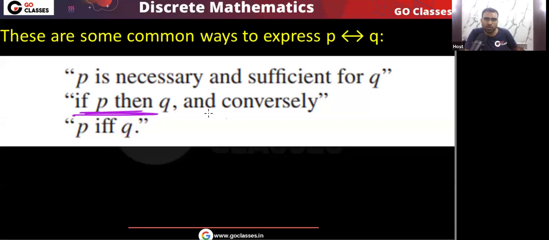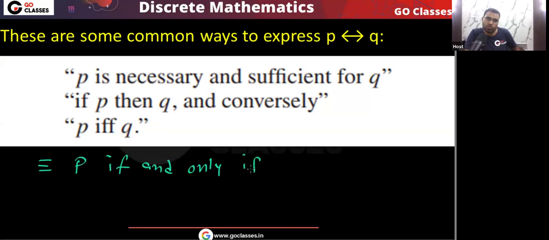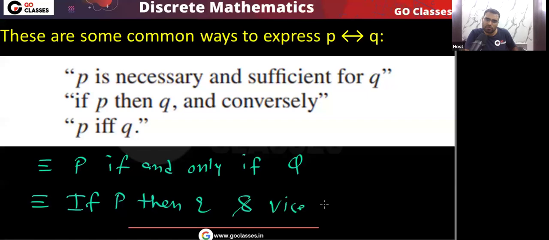Or I can say if P then Q and conversely, or vice versa. Don't worry, we will see what converse means. P is necessary and sufficient for Q. I can also say P if and only if Q. I can also say if P then Q and vice versa. Is this clear? So far, is every concept clear? Let me know.